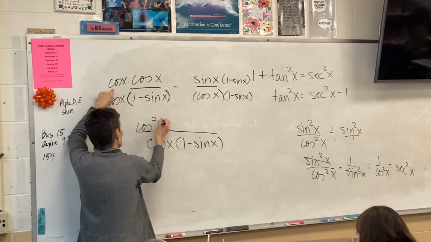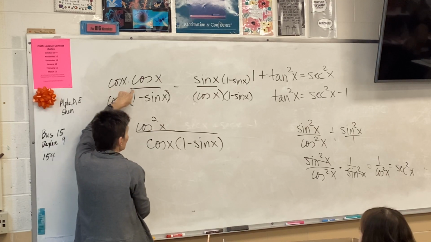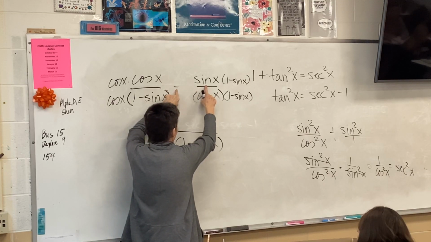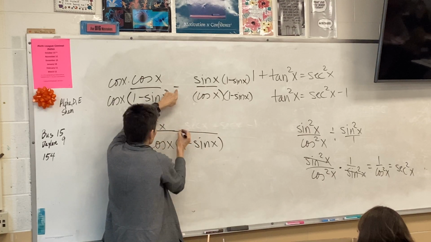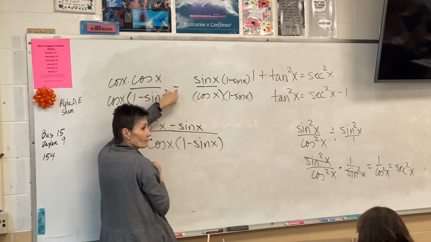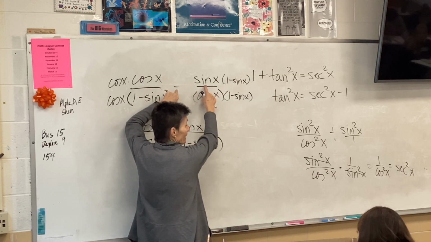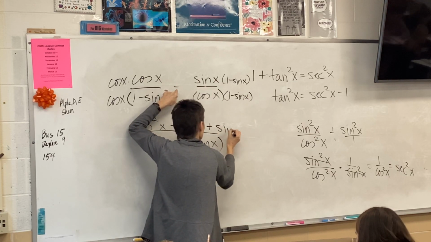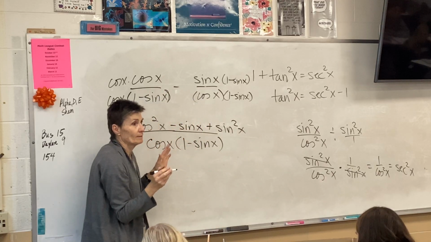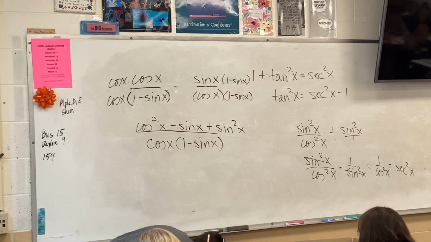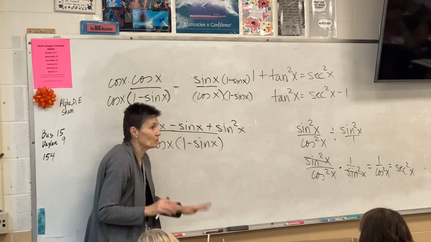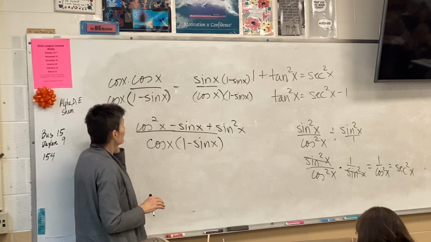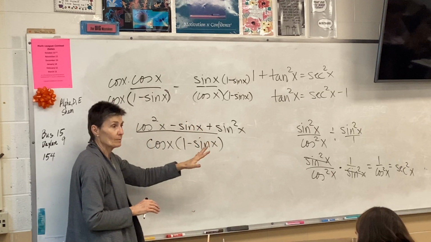Cosine squared. And remember, we write it like that. Okay, now watch your signs. We have a negative sign times 1, negative sign. We have a negative sign times a negative sign, positive sine squared. All I did there was distribute. Remember, we do our trig exactly the same as we do regular math. So the first thing we did was get a common denominator. Now we distribute it. Okay?